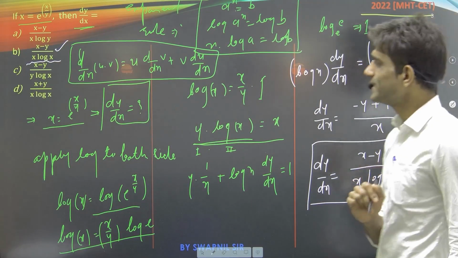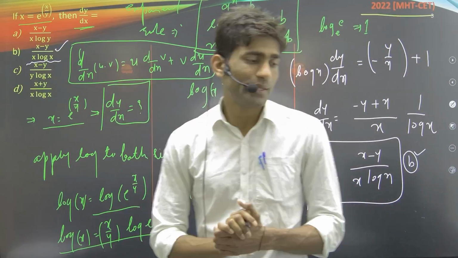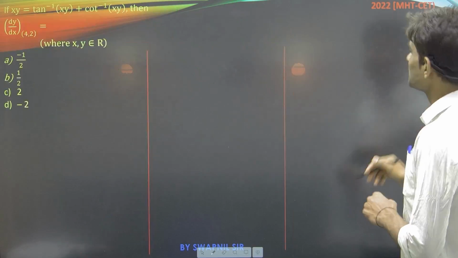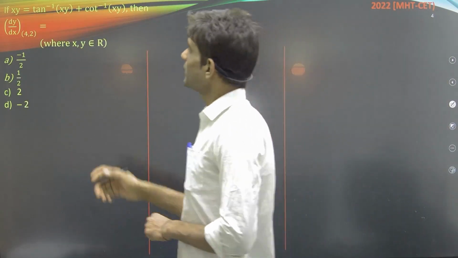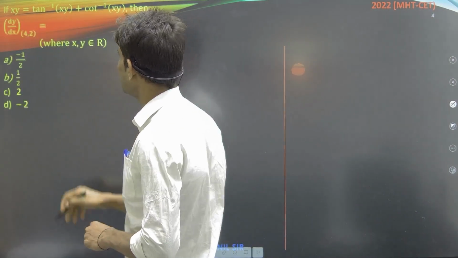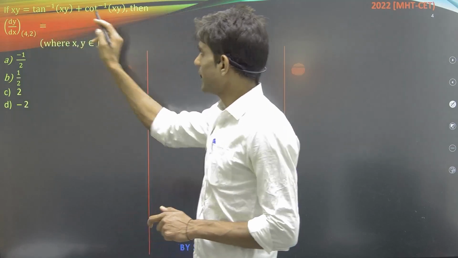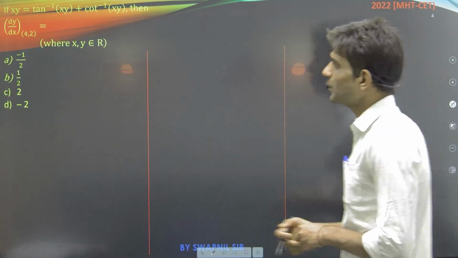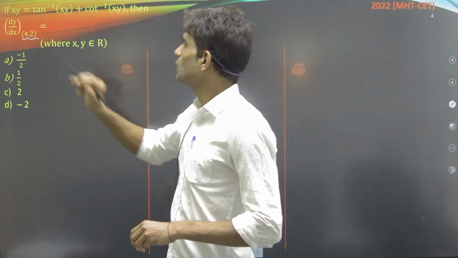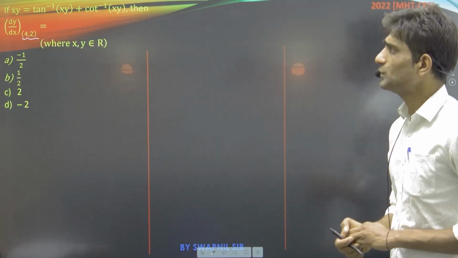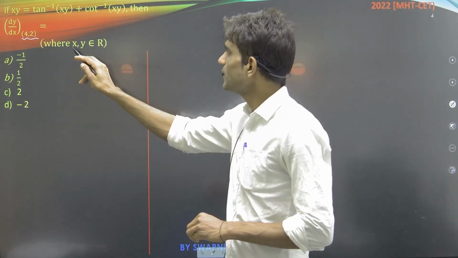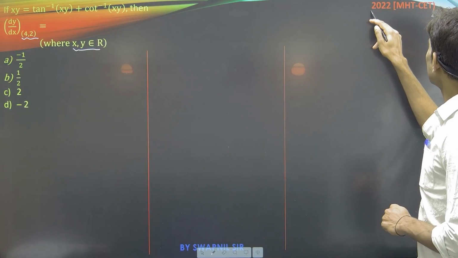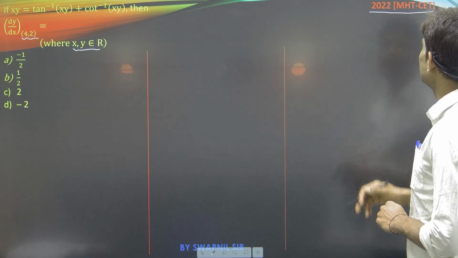Now see how easy the types of questions are coming in our JEE CET question paper. Now let's move to the next example. In our next example, we have been given some inverse trigonometric identity. So f(xy) is equal to tan inverse of xy plus cot inverse of xy, and then we want dy by dx at the point (4, 2), where xy belongs to real numbers. This question was asked in the 2020 MHT-CET exam.